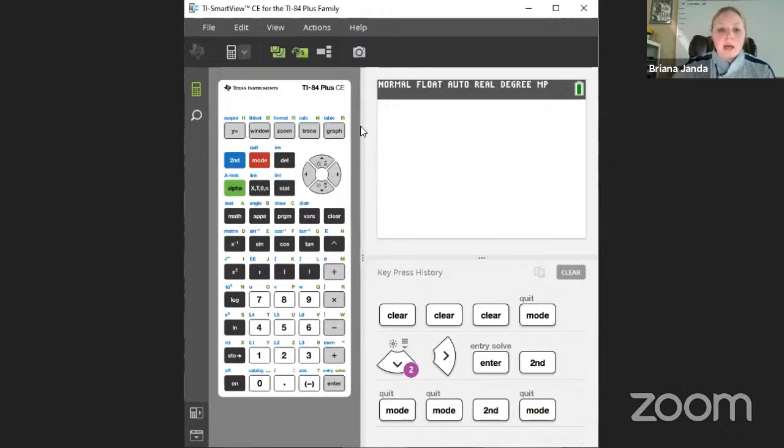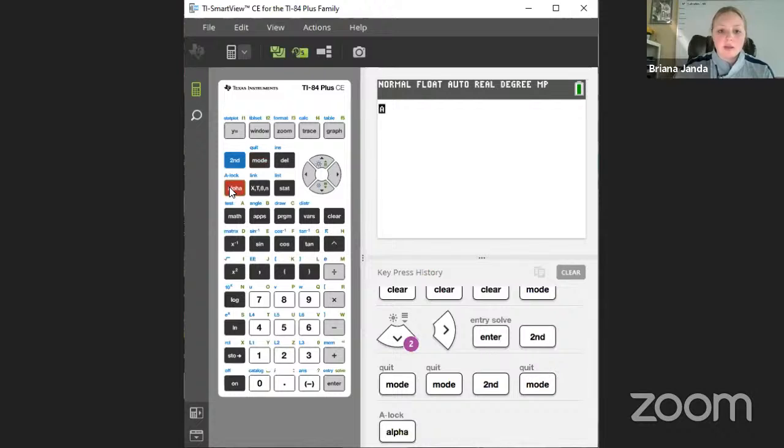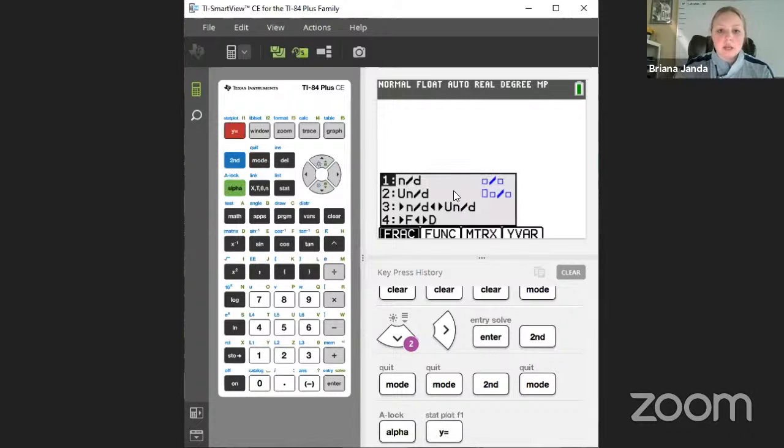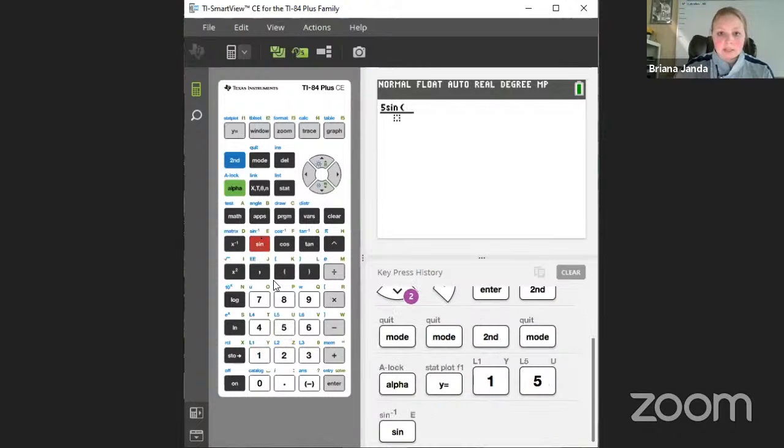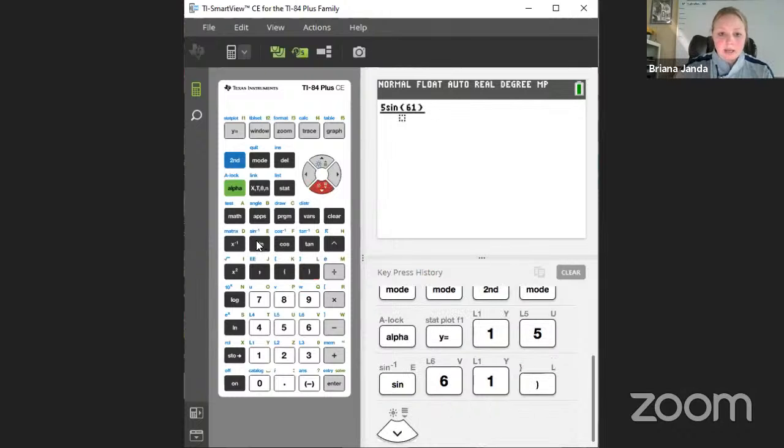Okay, if you have one of the newest operating systems and you are able to hit alpha y equals and get the fraction option, where you can just type into the top of the fraction and the bottom of the fraction, I would pick to just type that whole thing in like we just saw. So I'm going to go ahead and do that. So it was 5 times the sine of 61 divided by the sine of 38. And I would type all of that in at one time and hit enter.